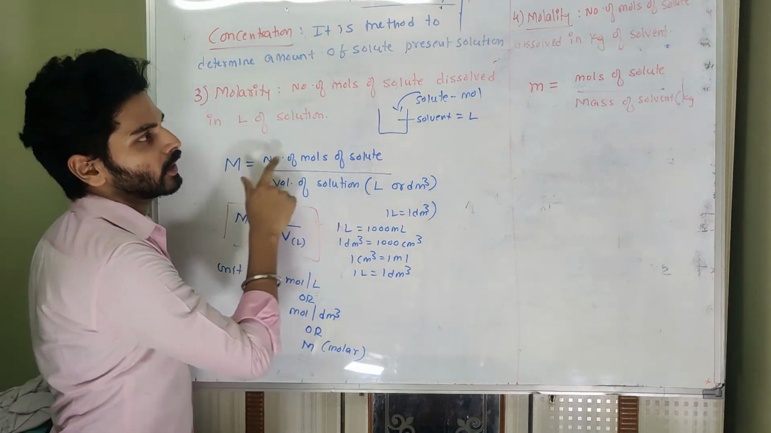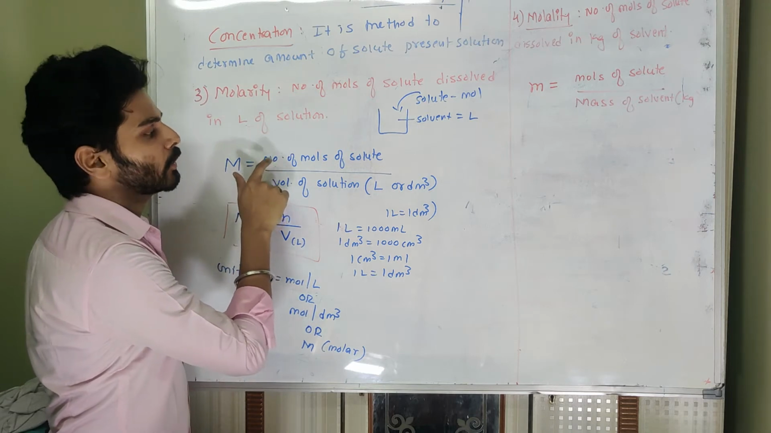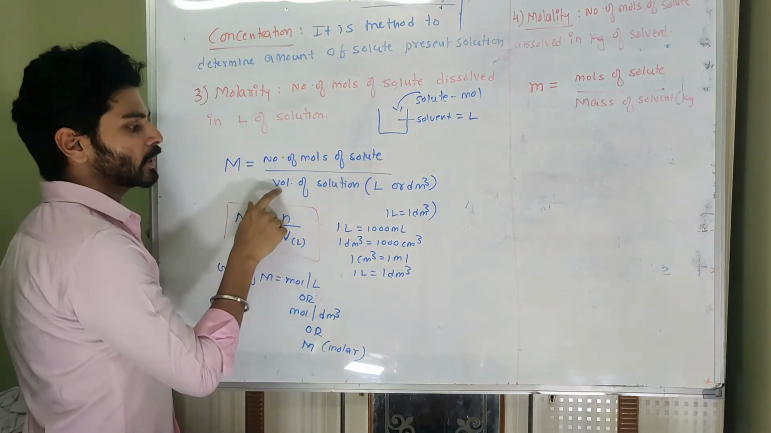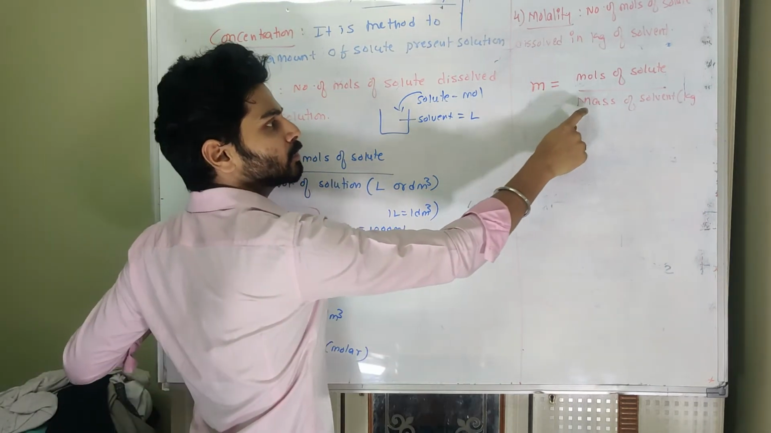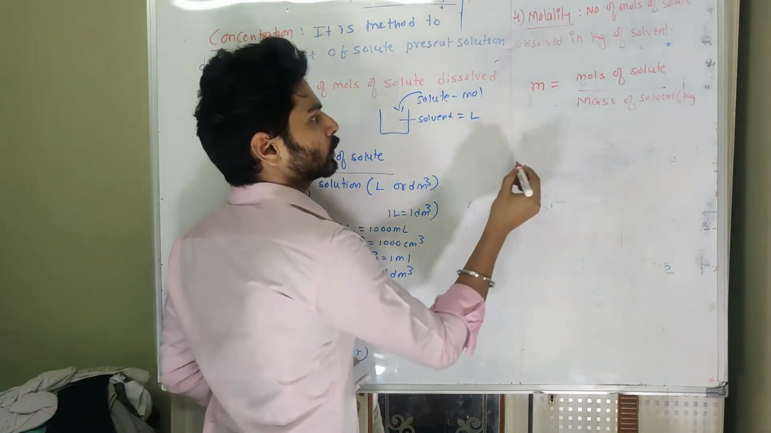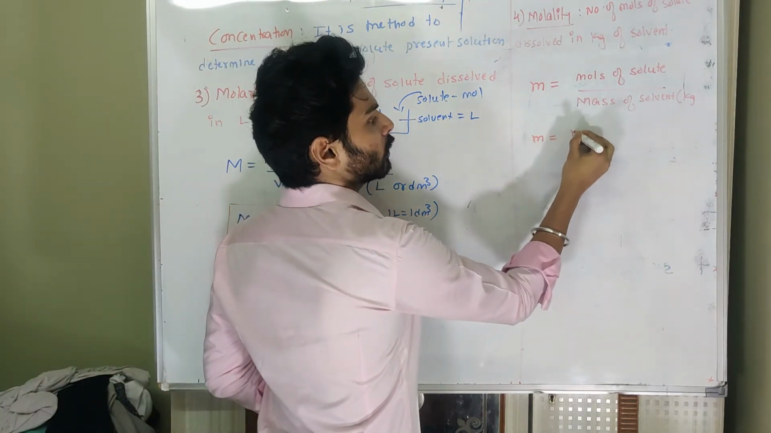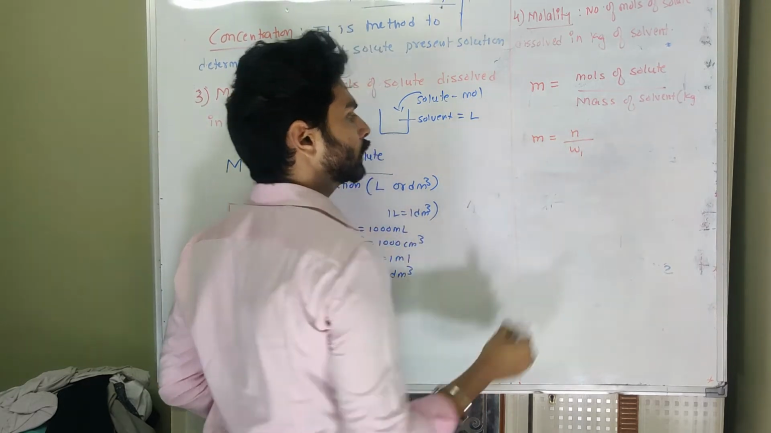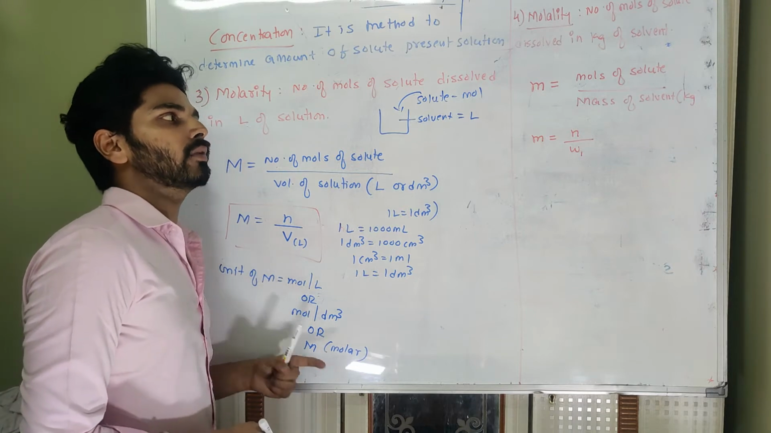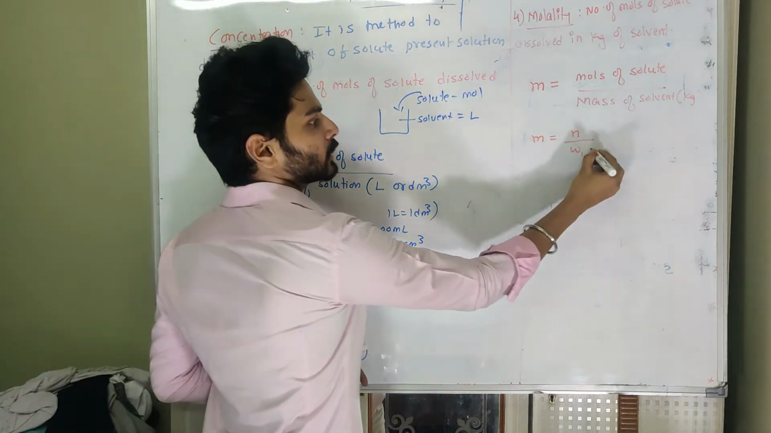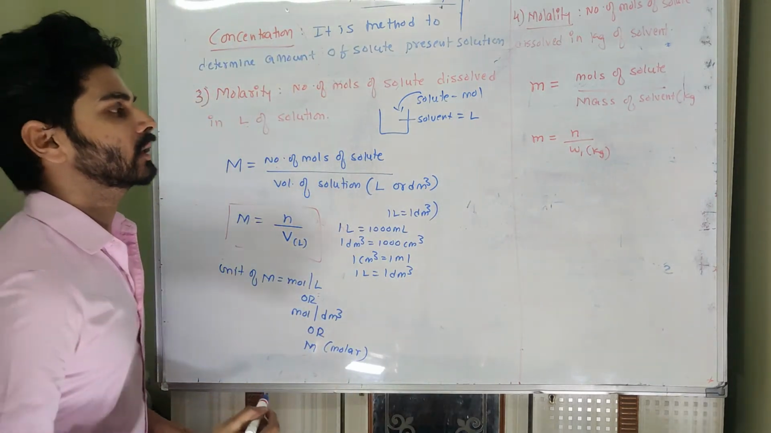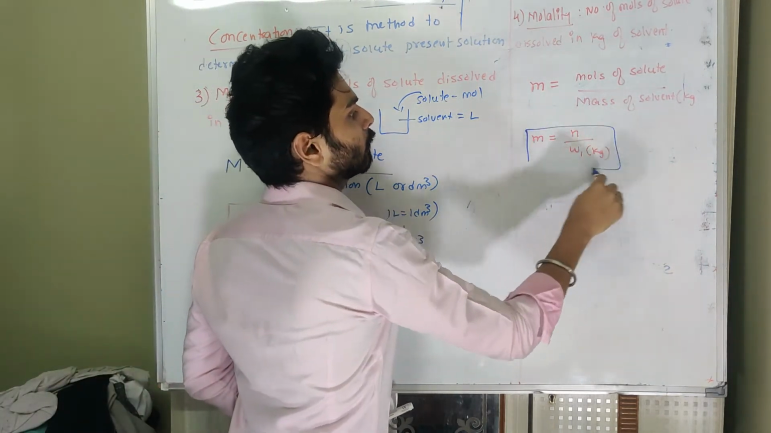So understand the denominator. In the case of molarity and molality, the numerator is the same. Here the number of moles of solute, here also the number of moles of solute, but the denominator is the volume of solution in one case, and here it is the mass of solvent, and that has to be in kg. There it has to be in liter. So symbolically I can write m is equal to n upon W1. If you remember, for solute we have taken W2, for solvent we have taken W1, and that has to be in kg. This is the symbolic way of representing molality.